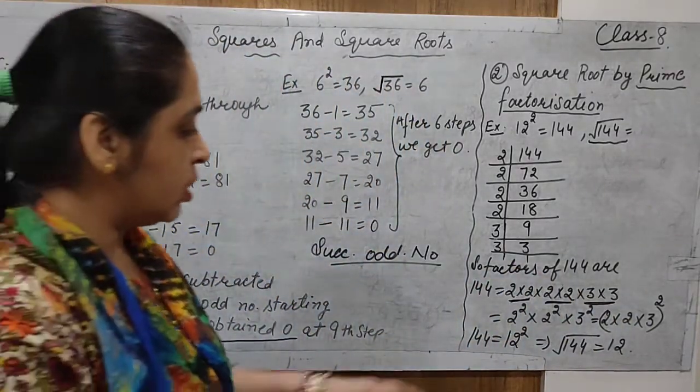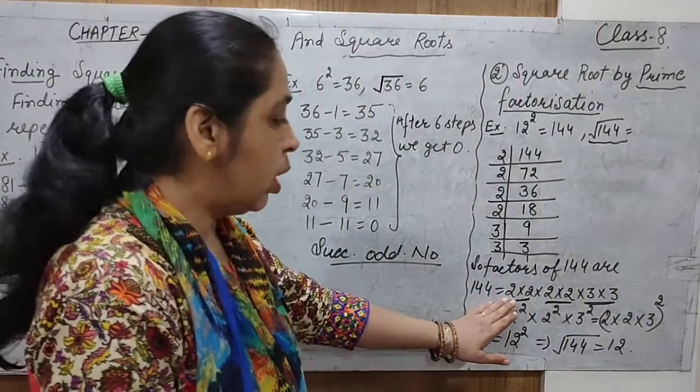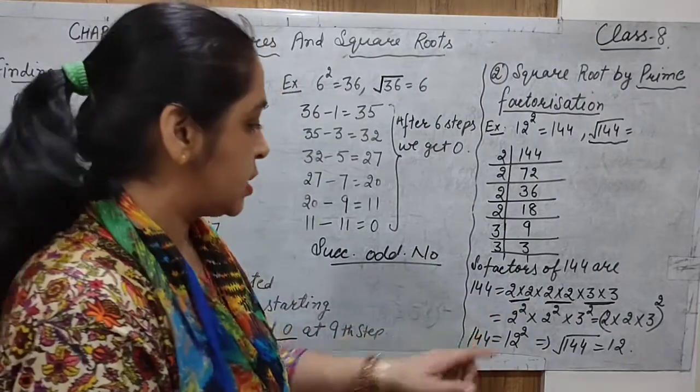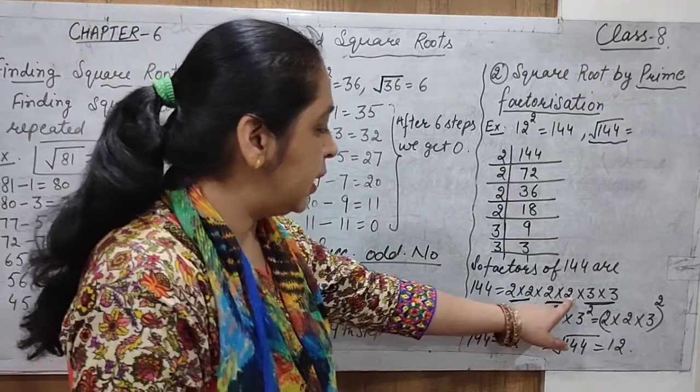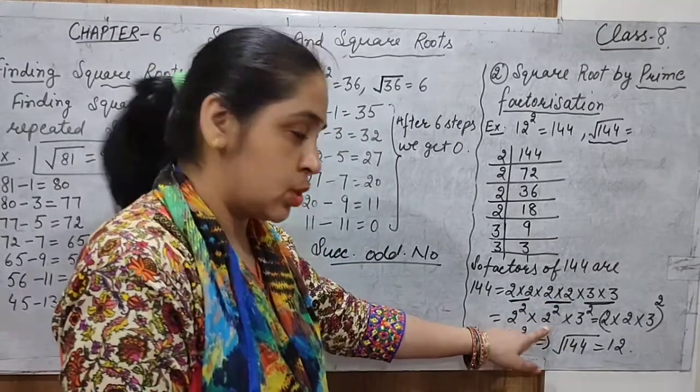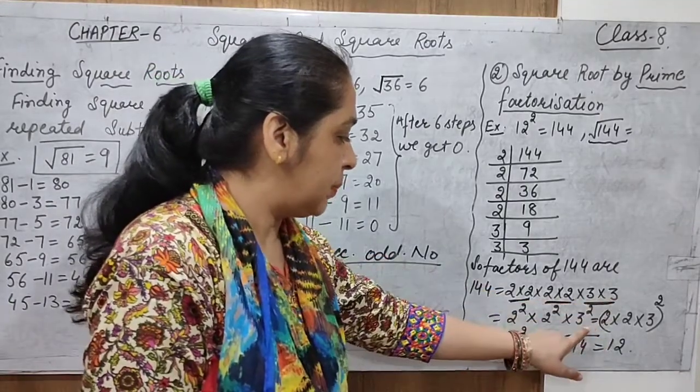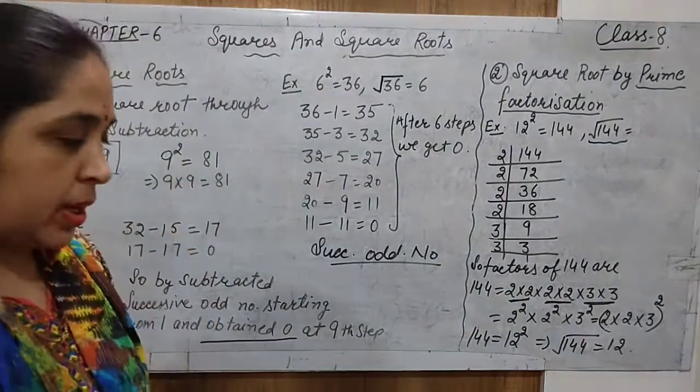Why do we use these pairs? Because we want to change them into squares. 2 multiply 2 can be written as 2 square. 2 multiply 2 again is written as 2 square. 3 multiply 3 can be written as 3 square.